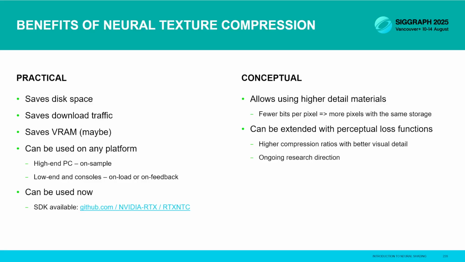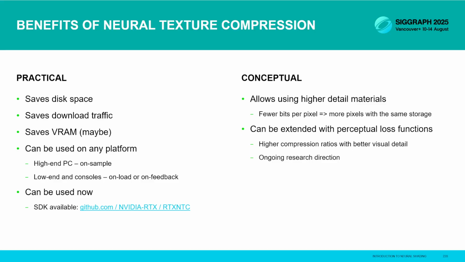Finally, I'd like to summarize the benefits of neural texture compression compared to traditional texture compression methods. The obvious practical benefits are that it saves disk space and download traffic, and maybe video memory, depending on the integration model. It can be used on platforms with different hardware capabilities, using inference on sample on high-end hardware that supports it, and transcoding entire textures or tiles on load on hardware that does not. So you don't have to ship a game with two sets of textures for different platforms. And you can already get the SDK and experiment with it, it's available on GitHub.